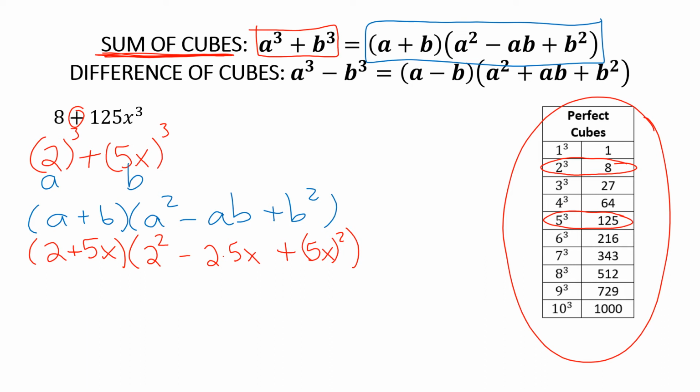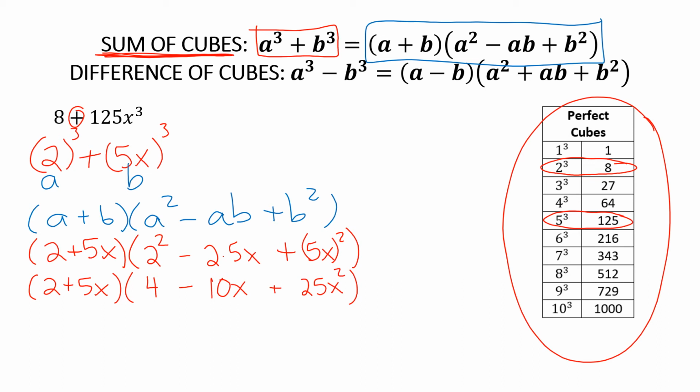Now we need to make this a little bit cleaner, so I'm going to bring this down, 2 plus 5x. Then I'm going to do as much math over here as I can. So I know that 2 squared is just 4. I know that 2 times 5x, I could write that as just 10x, and then 5x squared. Remember to square the whole thing. 5 squared is 25, and x squared is x squared.